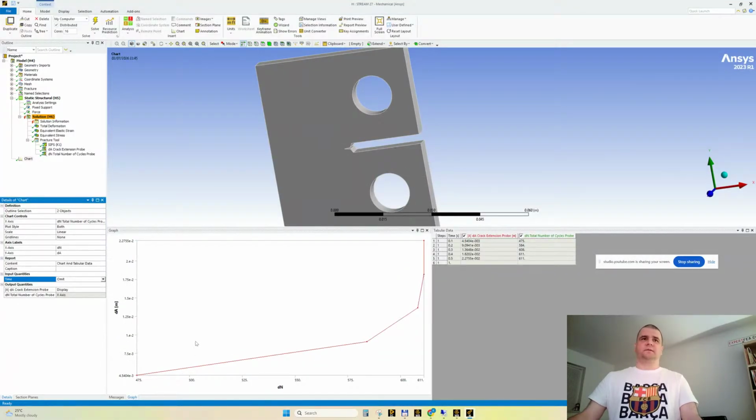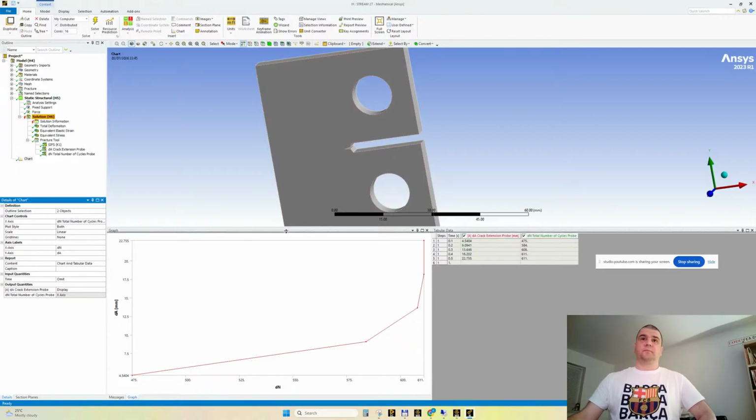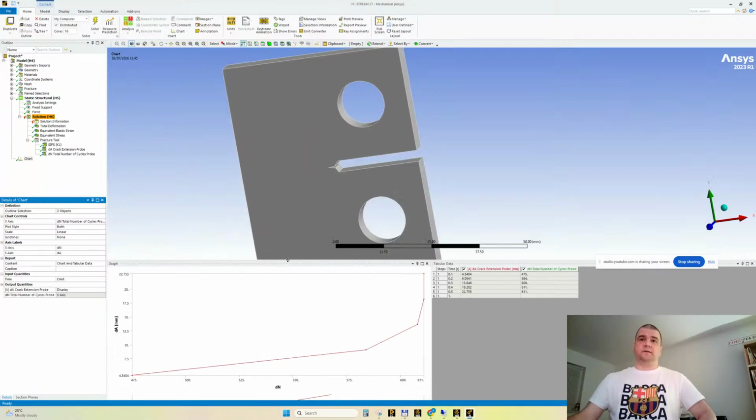dA over dN. And in order to be consistent with the units, this crack propagates and enlarges until it gets 22 millimeters long, let's say, in 611 cycles. dA over dN, this is the plot. Made with fatigue, okay?